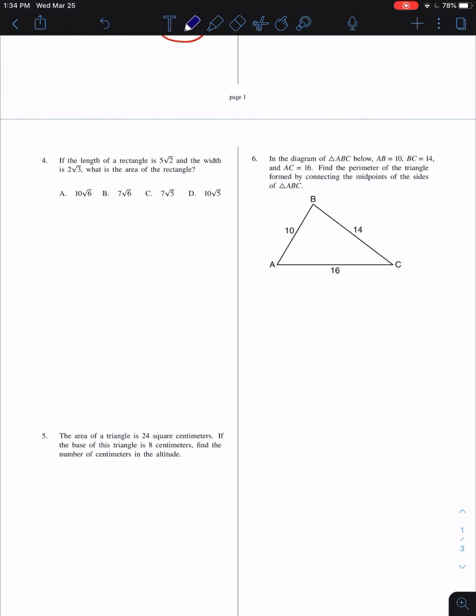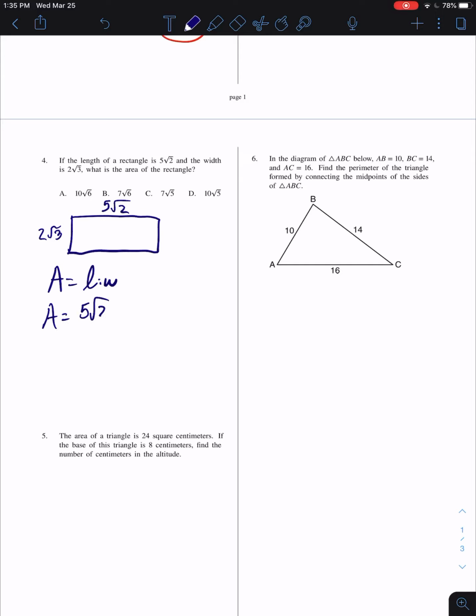Okay, the length of a rectangle is 5 radical 2, and the width is 2 radical 3. What is the area? Well, I think we should start with 2 things here. We should start by drawing a rectangle and labeling our sides appropriately. So 5 radical 2 and 2 radical 3. We know that the area is length times width. So we're just really multiplying these two numbers.